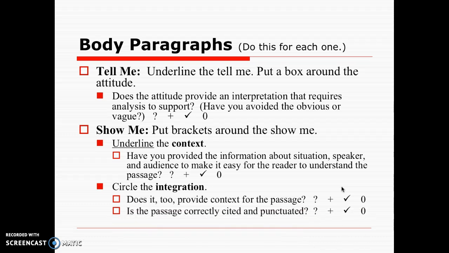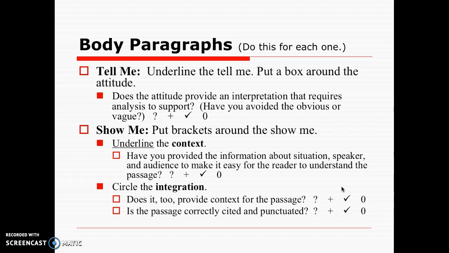Next, you want to look at whether the passage is correctly cited and punctuated. So write a little note to self. If you don't have the book with you, then you need to write a note to self to double check your quote against the book, because remember, this is one of the most commonly committed tragic errors. So make sure that you avoid that at all possible costs.